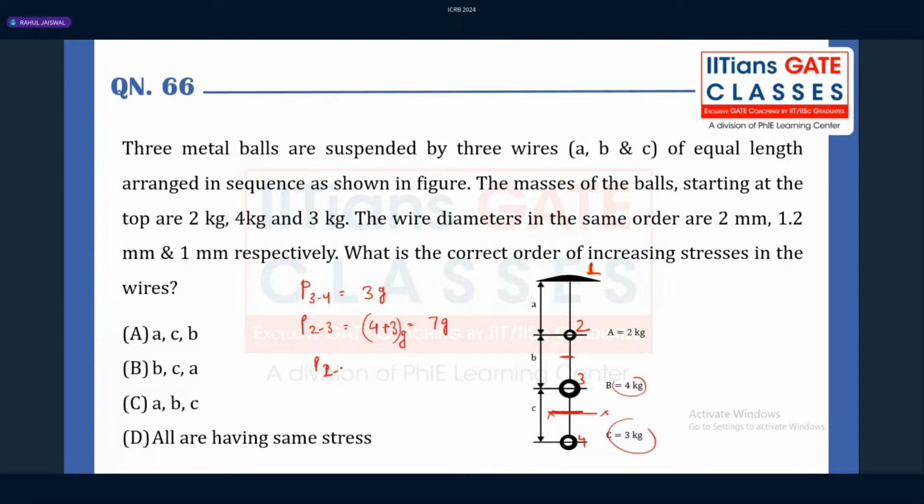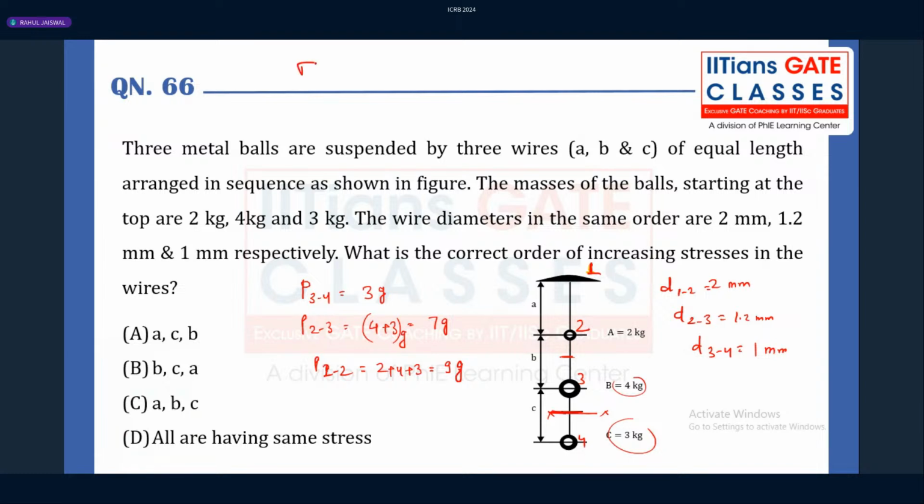What is the load in 1 and 2? Load in 1 and 2 will be 2 plus 4 plus 3, that is 9G. My dear friends, what is the wire diameter? The wire diameter for section 1 to 2 is 2 mm. Wire diameter for 2 to 3 is given as 1.2 mm. But the wire diameter for 3 to 4 is given as 1 mm. What is the correct order of increasing stresses in the wire, guys?